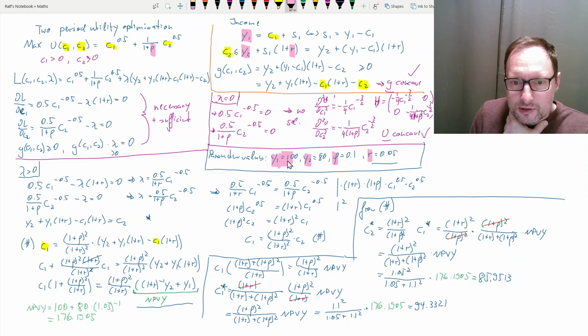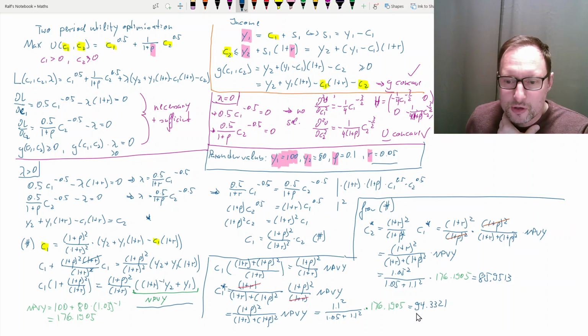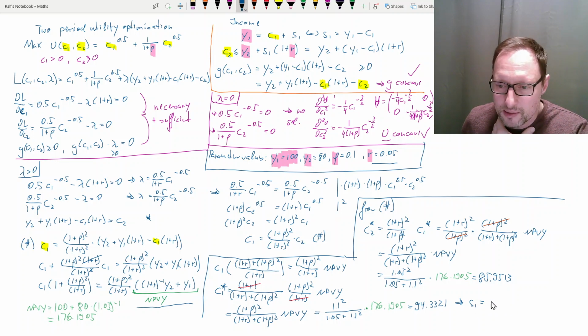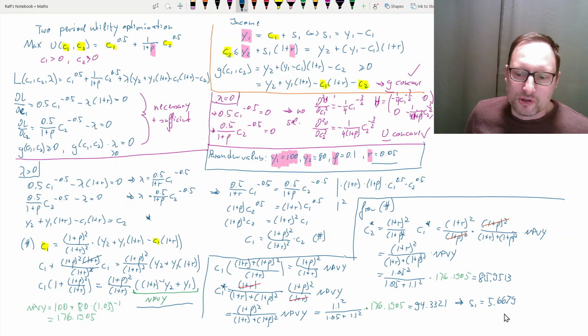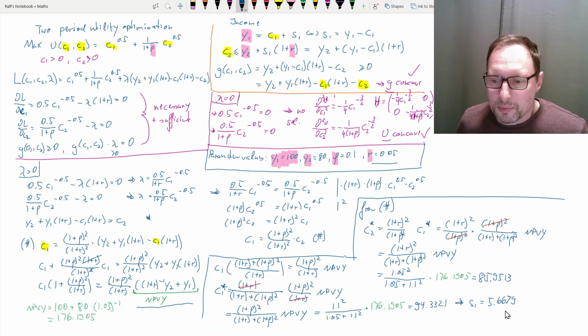So let's contrast this with your income. In period 1 you get an income of 100. The amount you consume in period 1 is only 94.3321. So you learn from here that you're actually saving a certain amount in period 1, and the amount you save is 5.6679. Okay, you're almost saving £6 if these were pounds.